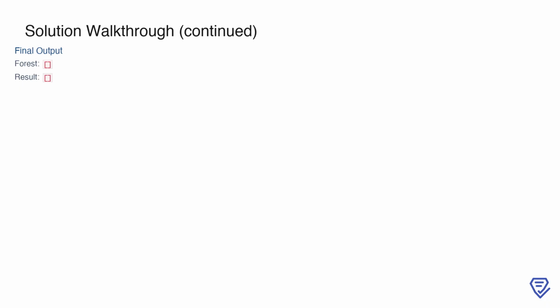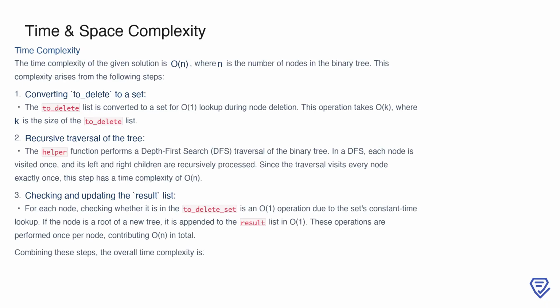resulting forest after deletions. The time complexity of this solution is O(n), where n represents the number of nodes in the binary tree. Let's break this down step by step. First, we convert the to_delete list into a set. This step ensures constant time lookups for node deletions later, and its complexity is O(k), where k is the size of the to_delete list. Next, we perform a recursive traversal of the tree using a depth-first search.